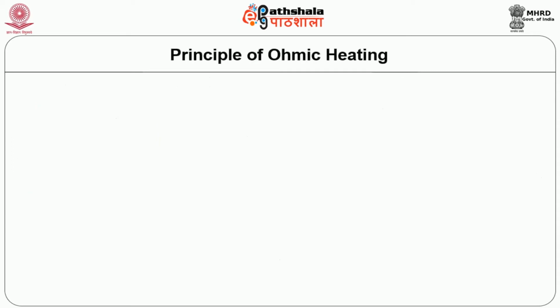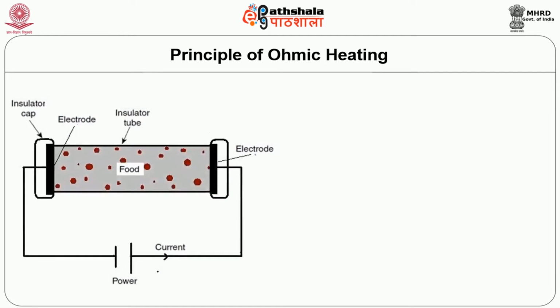Let us now see the principle of ohmic heating. When an alternating electric current is passed through a conductive material of resistance, heat is generated internally due to electrical resistance causing temperature rise. Here, the food acts as an electrical resistor. From the figure, you can visualize the electrical circuit which represents the ohmic heating along with its electrical analog. Ohmic heating deals with electrical conductivity properties of foods.